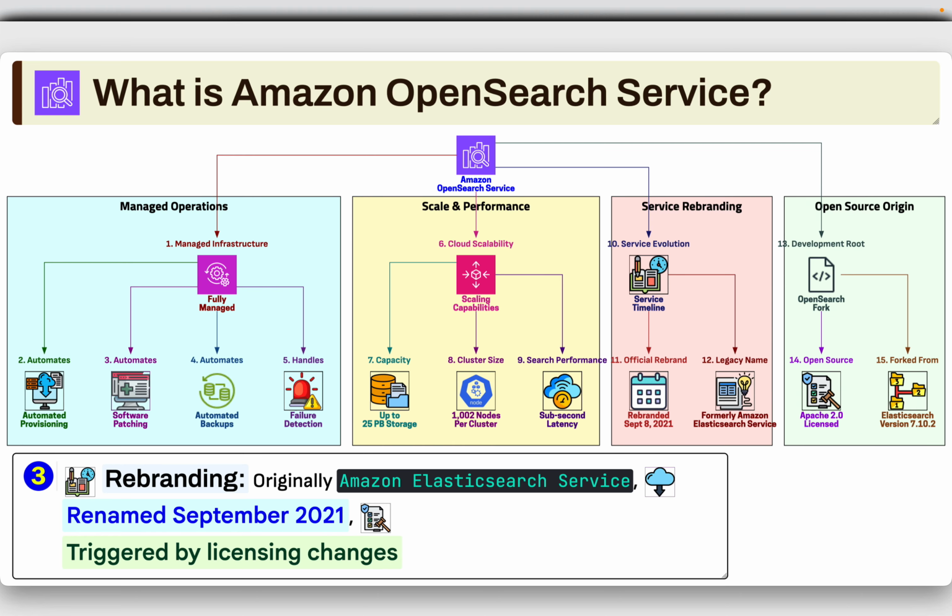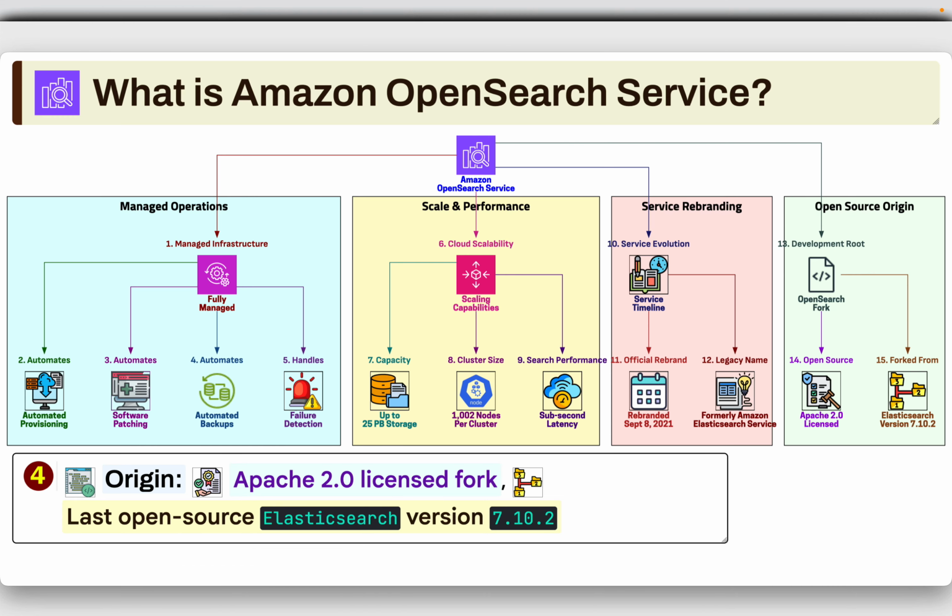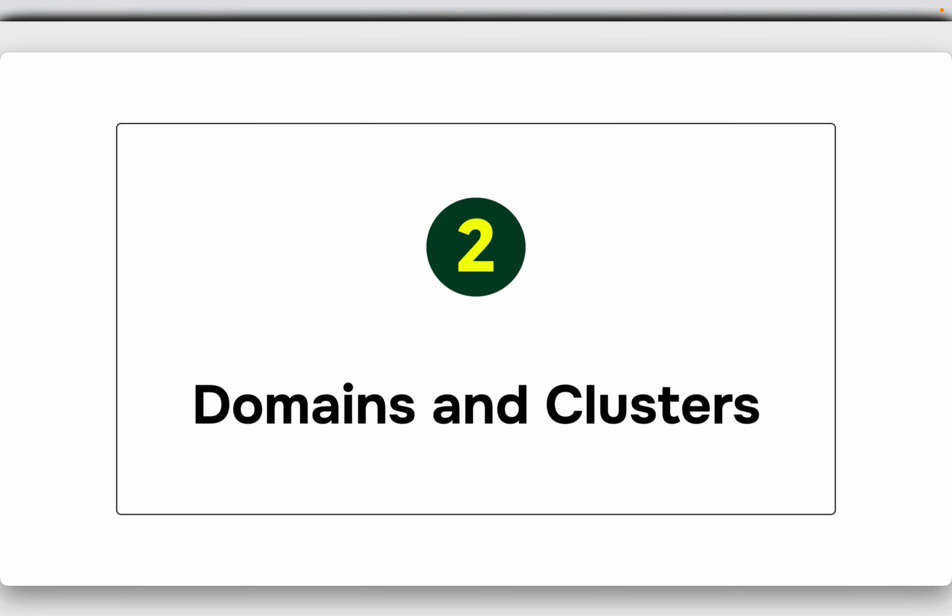This service was originally called Amazon Elasticsearch Service. It was renamed in September 2021. The rebranding was triggered by licensing changes from Elastic. OpenSearch is an Apache 2.0 licensed fork. It was forked from the last open source Elasticsearch version 7.10.2.